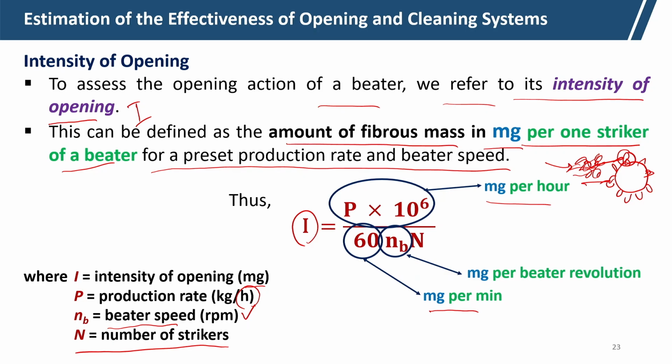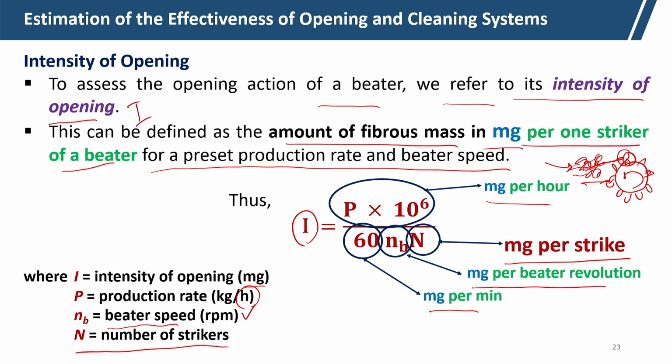If we divide by the RPM of the beater, that gives how much material you are feeding per revolution of the beater. Now, if we divide by the number of strikes per revolution, it will become milligram per strike. So, that is how this relationship is evolved.